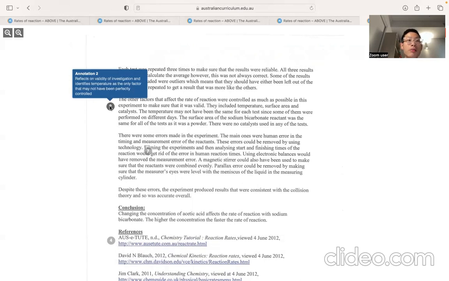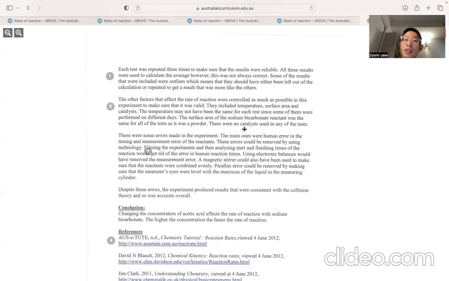The student has also reflected on the validity of the investigation and identified temperature as the only factor that may not have been perfectly controlled. So the student has thought outside the box that the lab environment may not have a consistent temperature. And the surface area was the same for all of the tests. So that is a controlled variable. And the student has also pointed out that there were no catalysts.